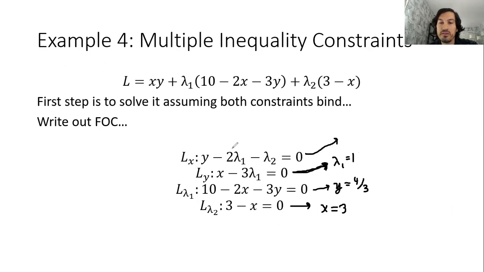Let's try here. I'm going to write this one out with y's. I get 4/3 minus 2 lambda 1. We just solved that lambda 1 equals 1. So minus 2 lambda 1 is the same as minus 2. Minus lambda 2 equals 0. I'm going to bring that lambda 2 over to the other side. What do we get for lambda 2? We get 4/3 minus 2. What is that? Negative 2/3.